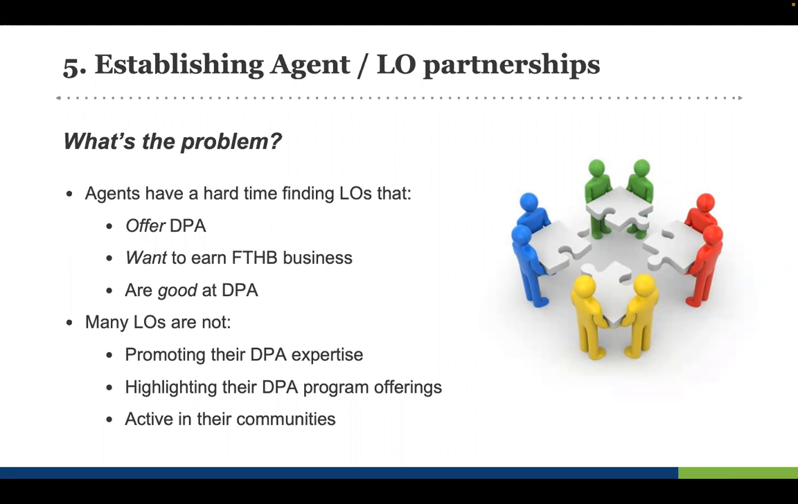Agents have the hardest time finding loan officers that meet three criteria. First of all, even offer down payment assistance programs. Second, loan officers that want that first time homebuyer business and are willing to do it, right? And then third, they're good at down payment assistance. They're good at doing these transactions. We have built platforms, and we're going to show you one of them later, to help agents find those loan officers. But part of the problem there is that many loan officers are not promoting their DPA offerings.